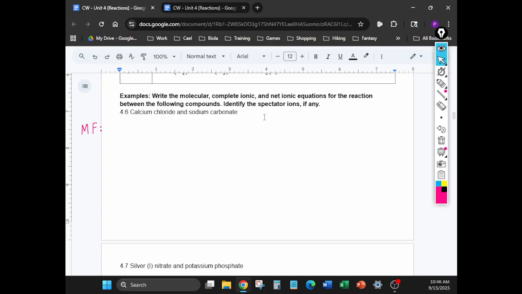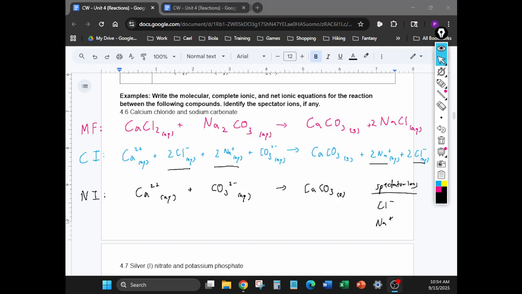If you feel comfortable going on to the complete ionic and the net ionic, go ahead and do that. But at least try the molecular formula. You are reacting calcium chloride and sodium carbonate. And I'll put up the answer for the molecular in just a second. Question: how can you identify what the spectators are? Just basically look on the reactant and the product side.